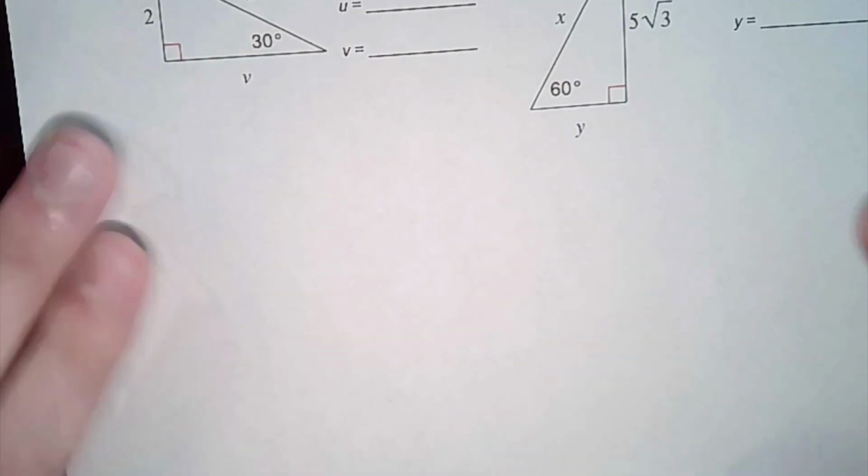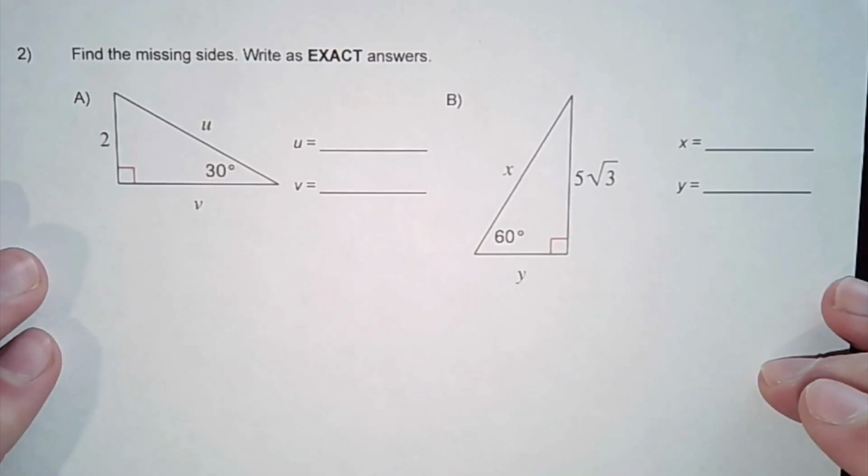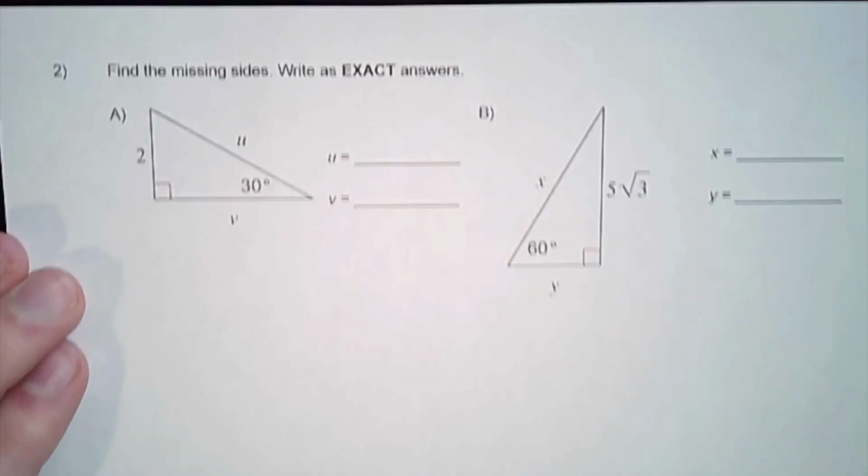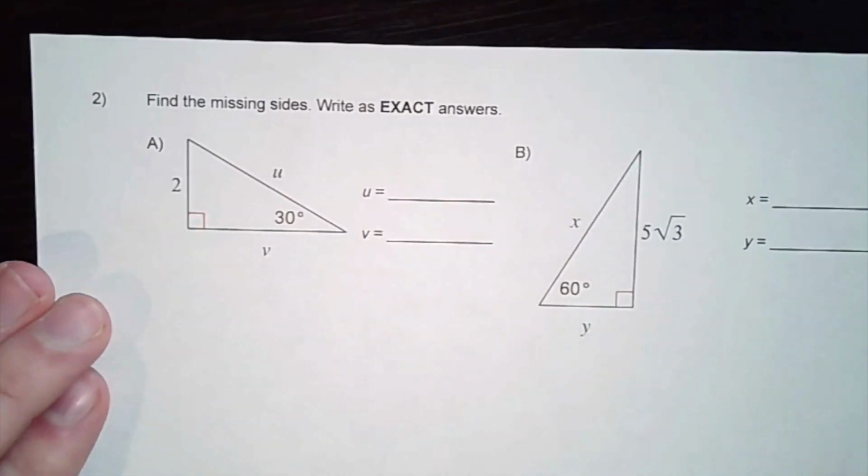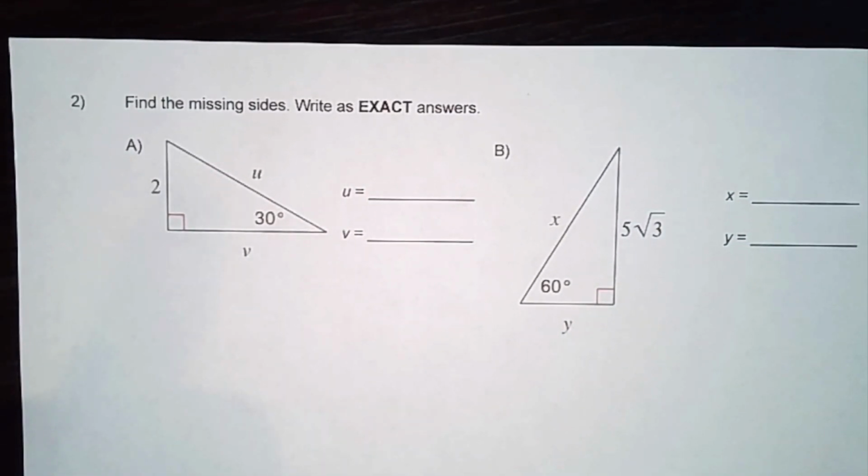Finally here, going to number 2. Okay, number 2, again, I'm talking about my exact values. The only difference here is if you look at your triangles, we're going to have some different triangles. Okay, these triangles are referring to our 30, 60, 90s.